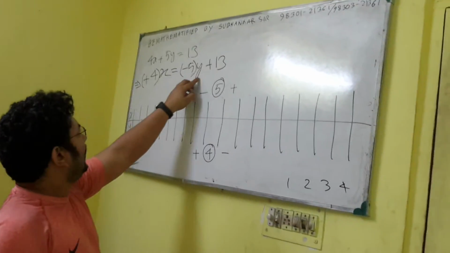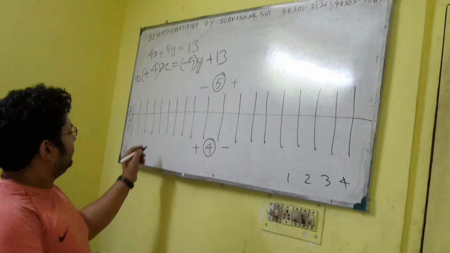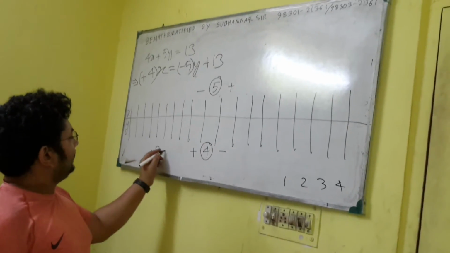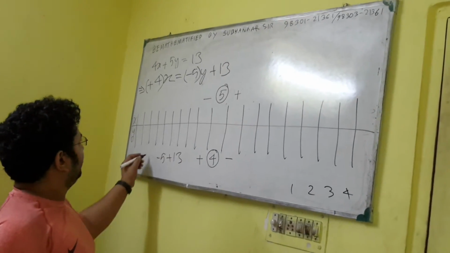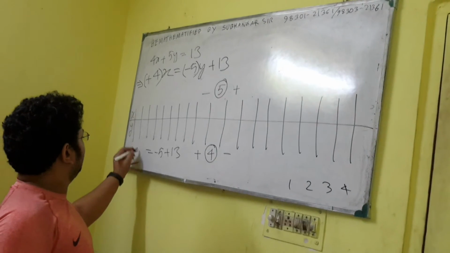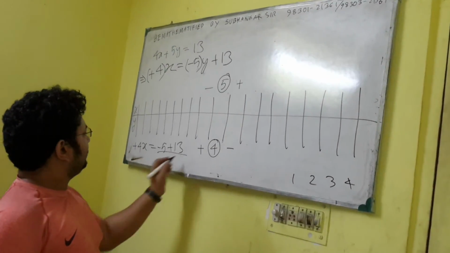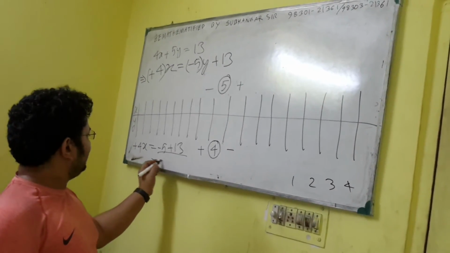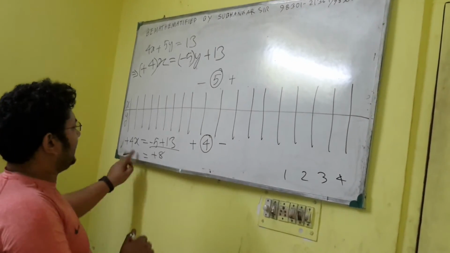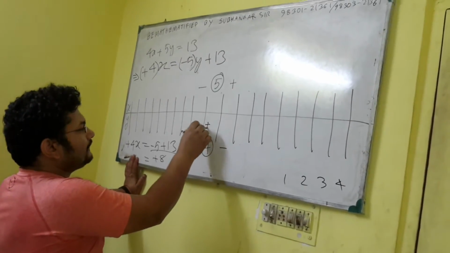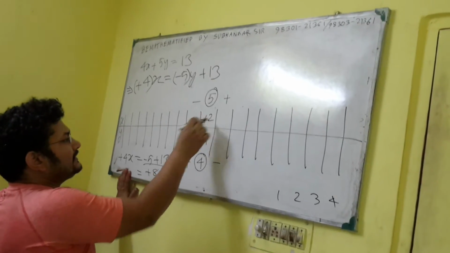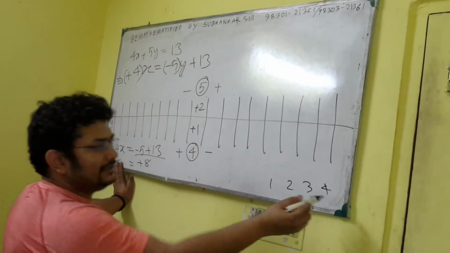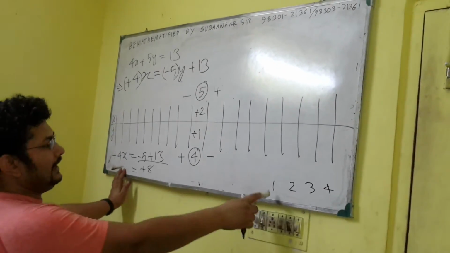If I put y equal to 1, what do I get? Minus 5 plus 13 equal to plus 4x. So this comes out to be plus 8, so x comes out to be plus 2. Yes, we are fortunate that in the very first case we are getting it. Sometimes we have to go till 4. Let's check once again.